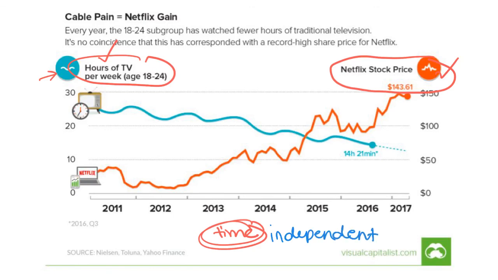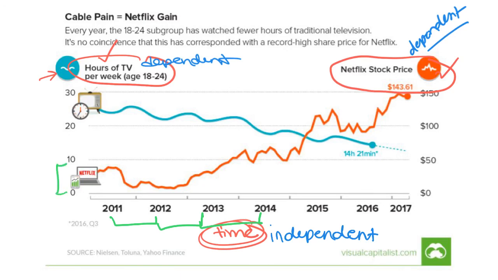And hours of TV per week, this is a dependent variable. And the Netflix stock price is also a dependent variable. So here in this example, we actually have two dependent variables. What is the scale of our graph? Well, down here in the time section, we can see that the scale of our graph is 1 year. On the left-hand side of hours of TV per week, we can see that every single section is 10 hours. And on the right-hand side for our Netflix stock, we can see that every single section is $50.